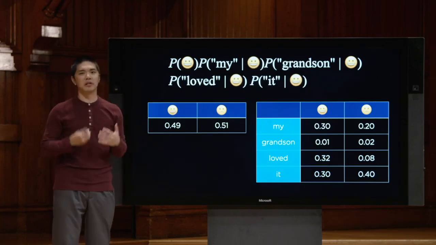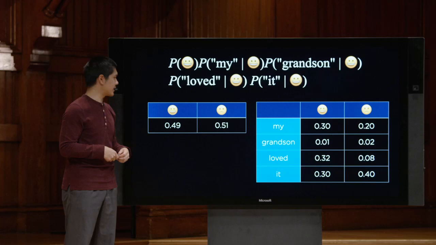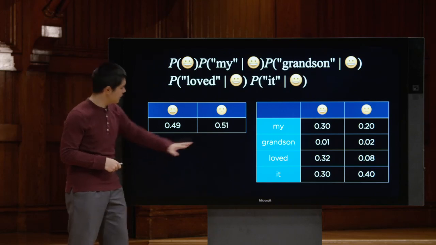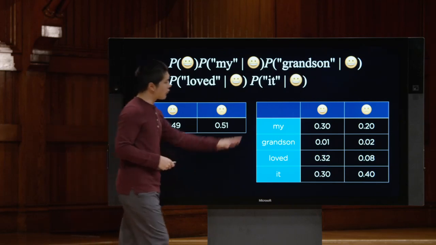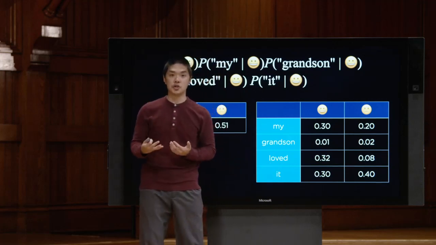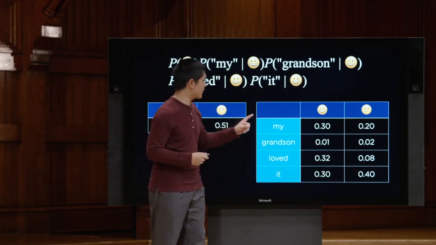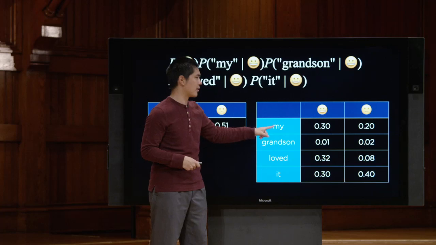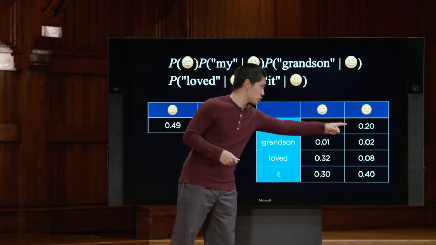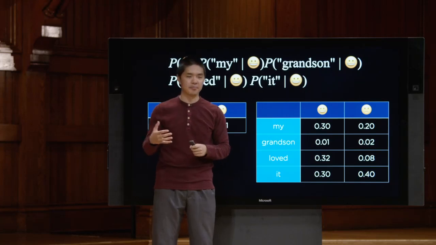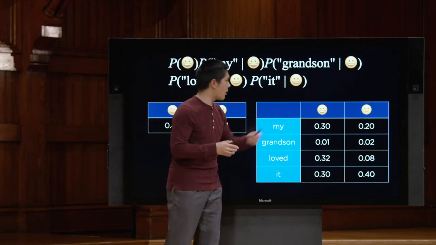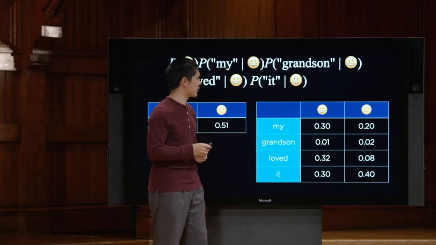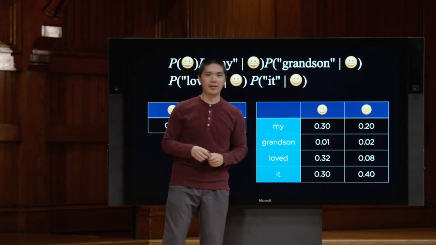Here I've put together some sample data. The way to interpret this sample data is that based on the training data, 49% of the reviews are positive, 51% are negative. And then over here in this table, we have some conditional probabilities. If the review is positive, then there's a 30% chance that my appears in it. And if the review is negative, there's a 20% chance that my appears in it. And based on our training data, among the positive reviews, 1% of them contain the word grandson. And among the negative reviews, 2% contain the word grandson.